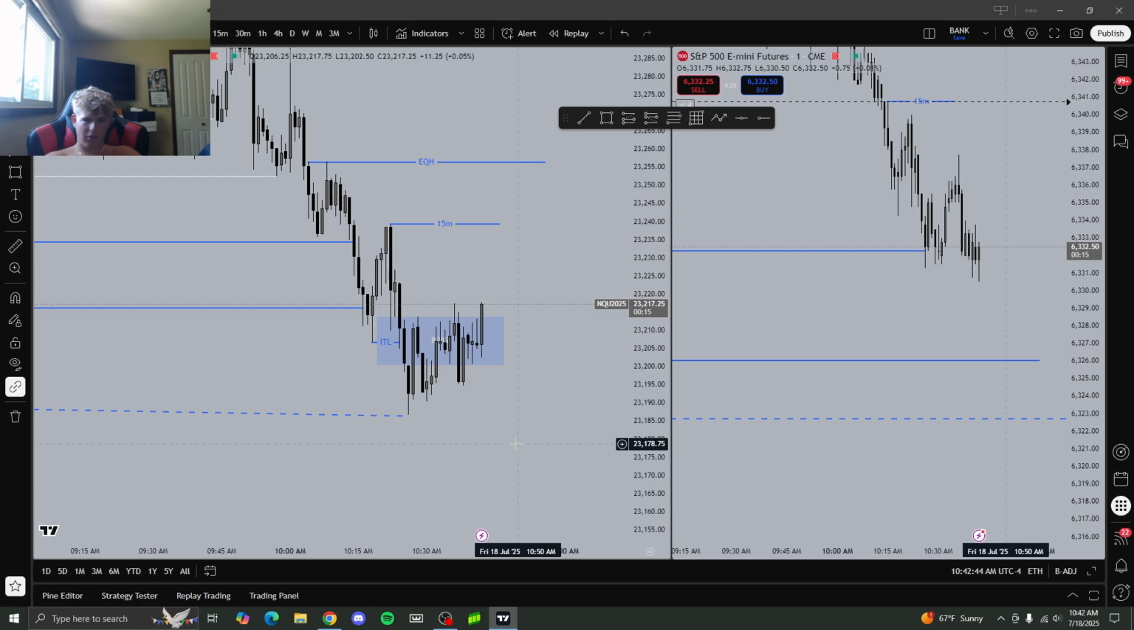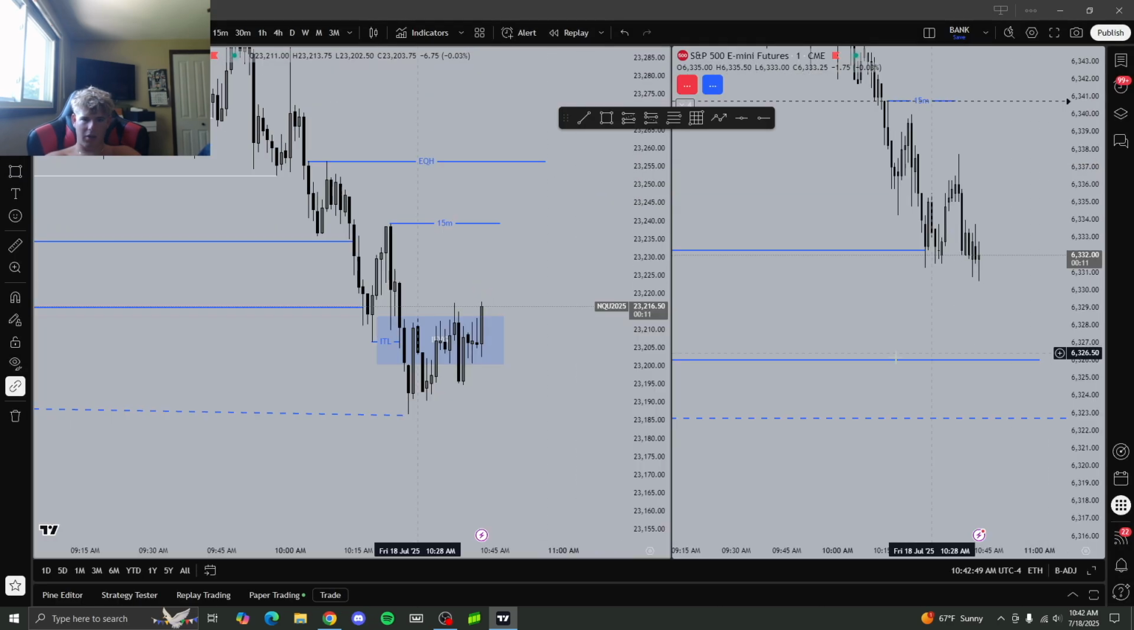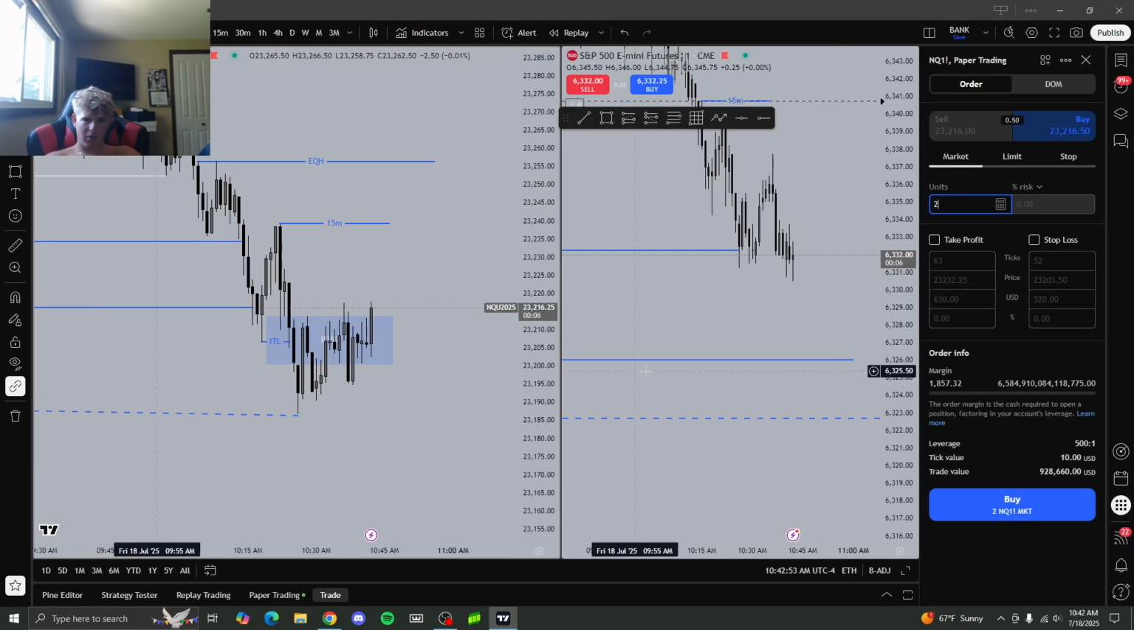The inverse. We'll take this on paper. I don't even care. But this is not a good trade in my eyes. I don't care that we threw in the internal SMT. I just don't like this.